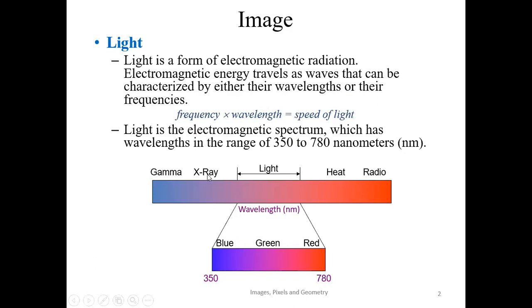So here we have different types of wavelengths. We have gamma, X-ray, and in between gamma, X-ray and the heat and radio, we have the light wavelength. The light wavelength is actually divided into 3 colors: blue, green and red, and starts from 350 and goes up to 780 nanometers. So this is the range of light wavelengths. We have already studied that using these 3 primary colors, red, green, blue, we can construct any color possible, up to 60 million colors.